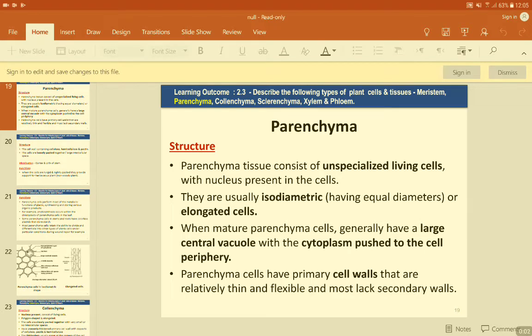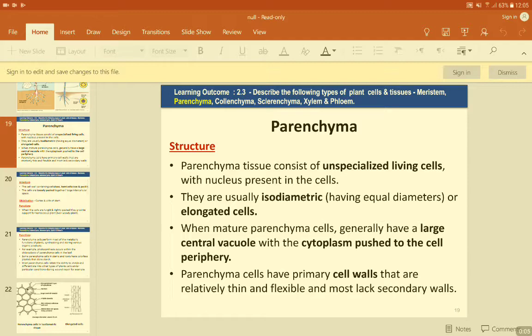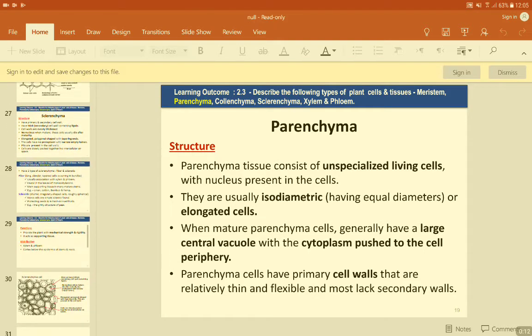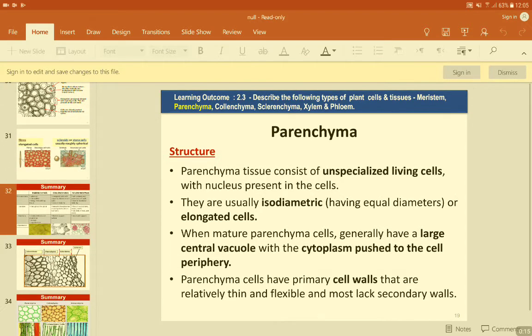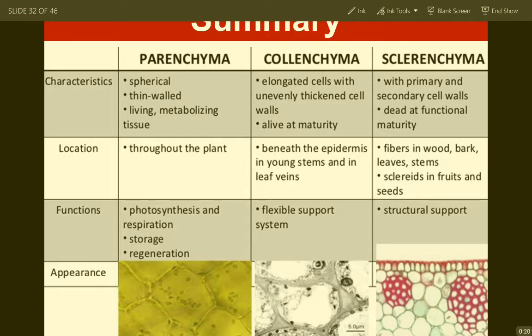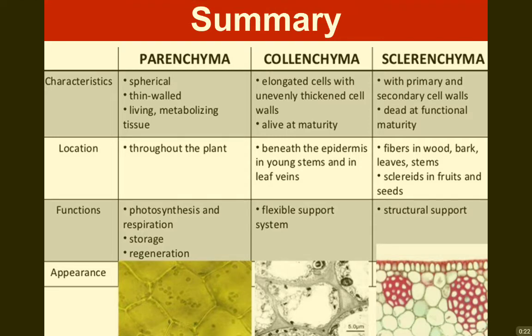Okay, so for these three types of ground tissues, parenchyma, collenchyma, and sclerenchyma, I'm going to discuss them in this table form. Straight away we compare these three. So we have parenchyma, collenchyma, and sclerenchyma with different shapes and different characteristics here. So first of all, look at parenchyma. The shape of parenchyma is spherical, or sometimes we also call it isodiametric.